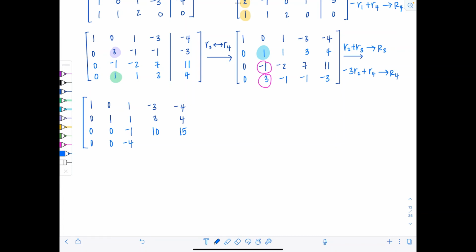And then negative 3 times row 2, so that would be negative 9. And then minus 1. Okay, so this is negative 10, and this is negative 15. Oh, this is going to turn out nice.